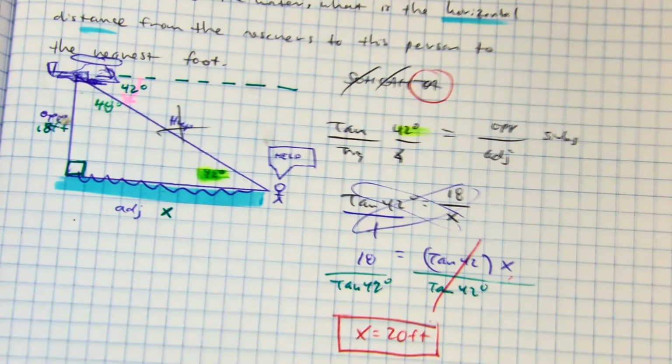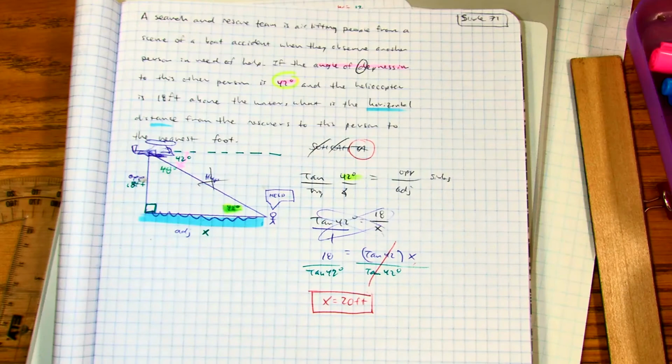Draw yourself a picture, label it, figure out what you have and what you don't have, and then go from there.